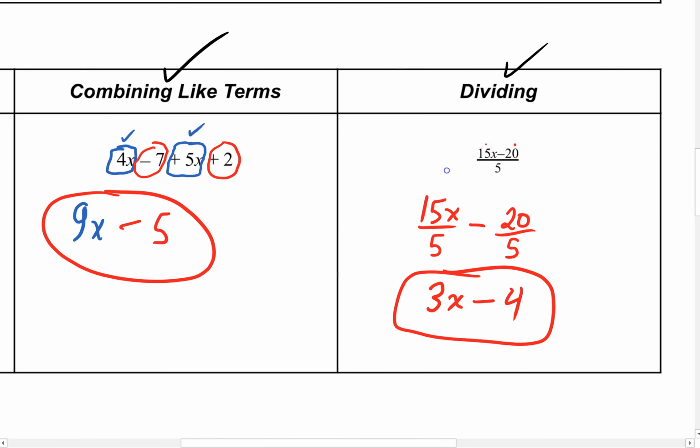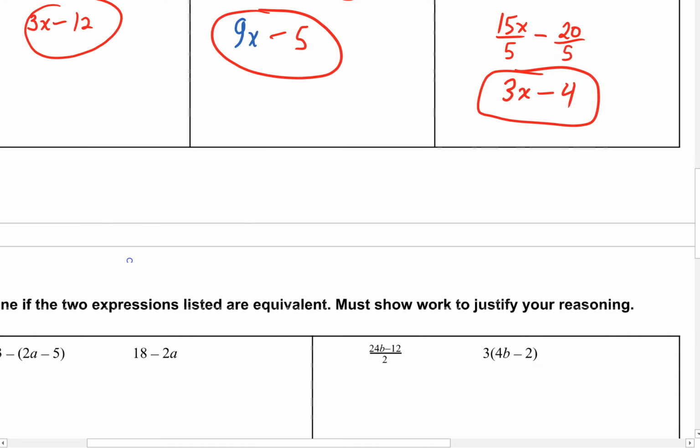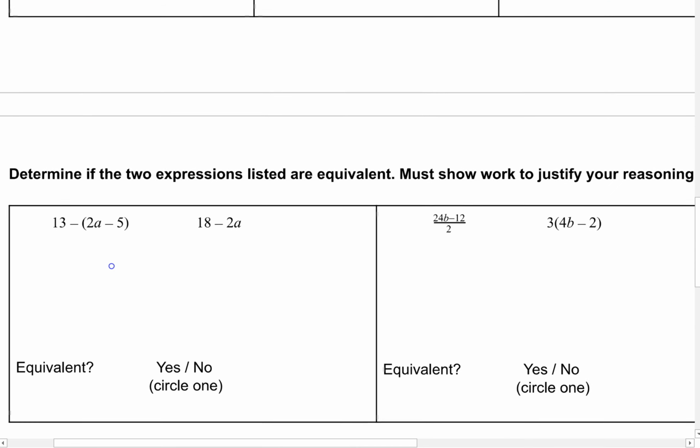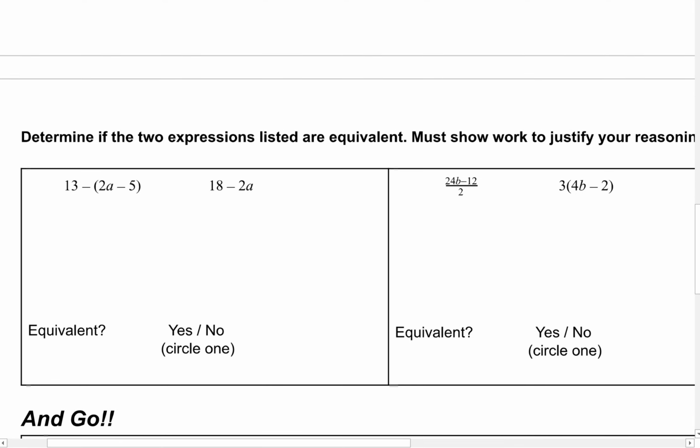So again, we're going to have these three fundamentals: distributing, combining like terms, and dividing. And just as we had done in our previous module, where we were working with showing equivalence, we're going to do this once again. We're going to determine if two expressions are equivalent, and we're going to have to show work. We must show work to justify our reasoning. To earn credit, you can never just simply circle yes or no. You have to show your step-by-step breakdown.